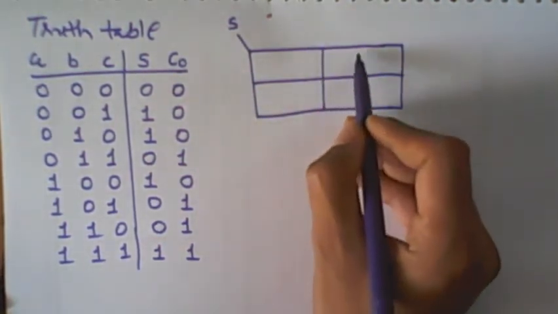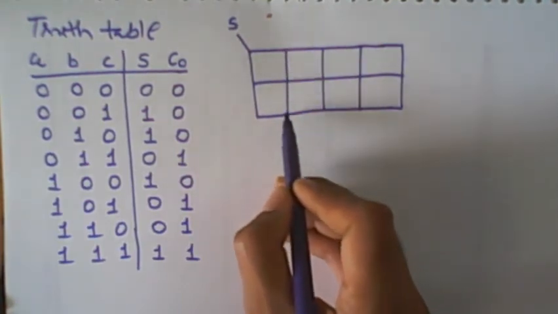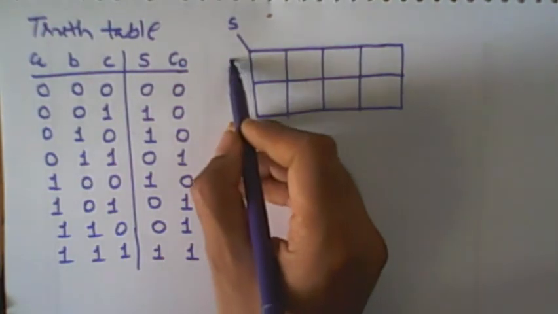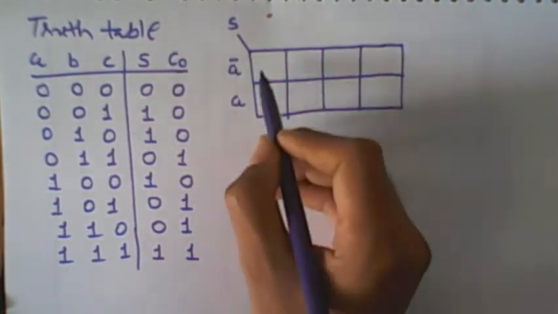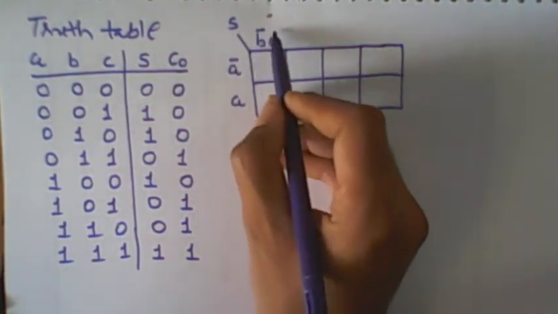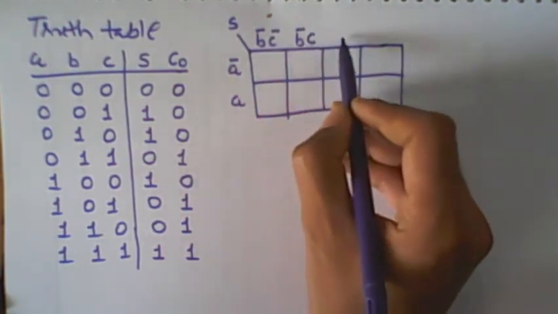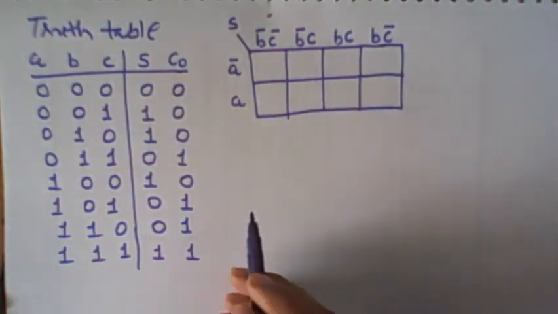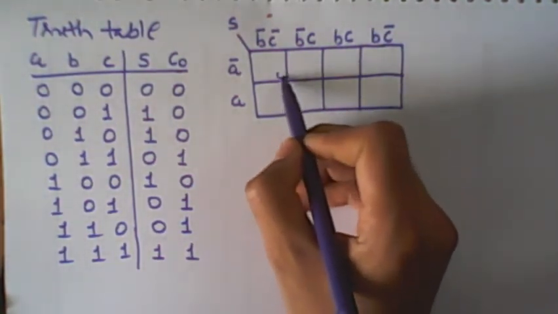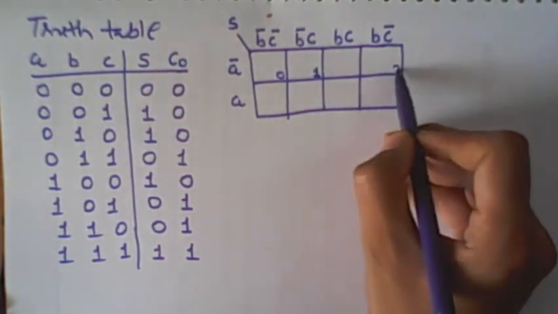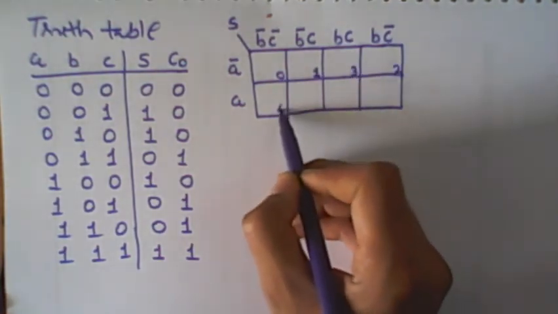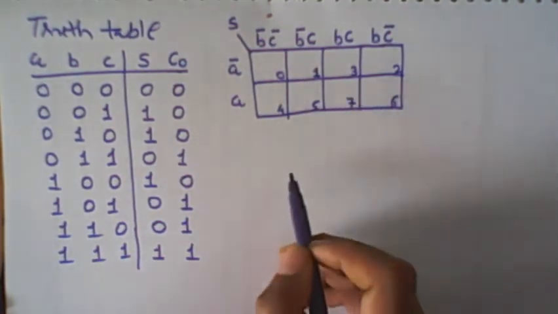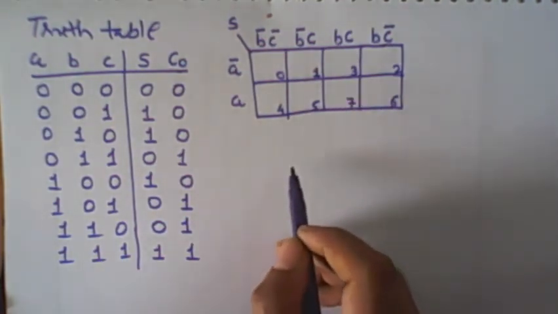We'll use 2 variables for the column and 1 variable for the row. So A bar here, and here B bar C bar, B bar C, B C and B C bar. Right? So the first box is prepared for min term 0, min term 1, and here min term 2, min term 3, min term 4, min term 5, min term 6 and min term 7. Let me map from the truth table to the Karnaugh map.